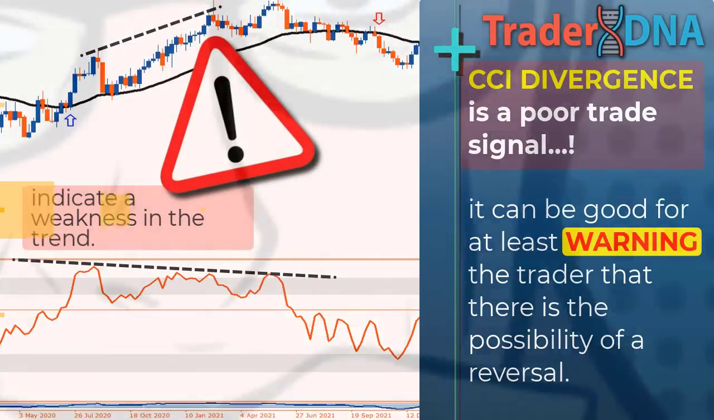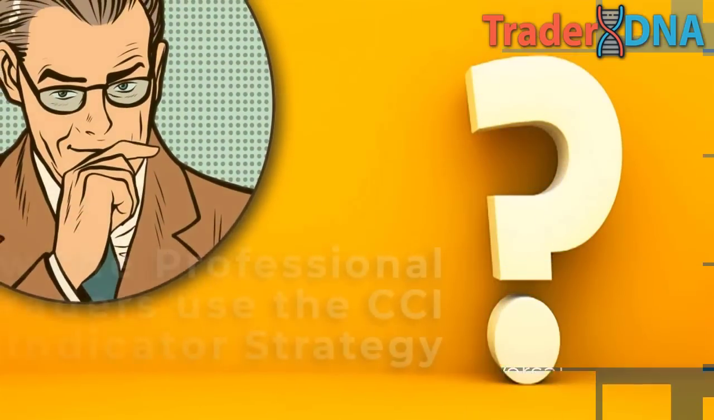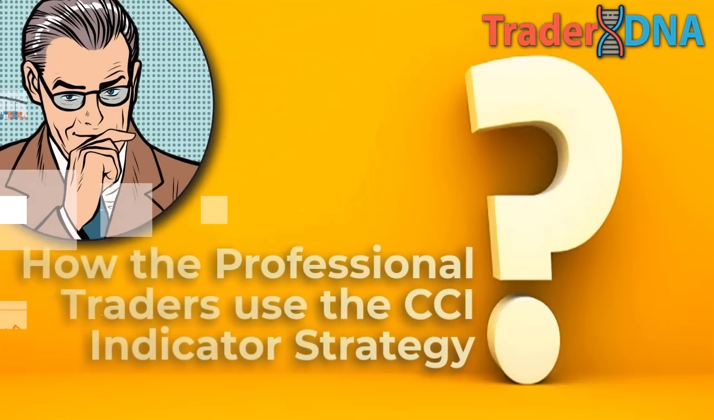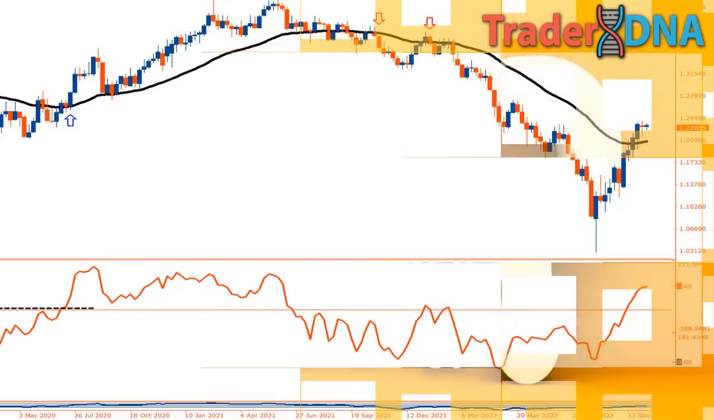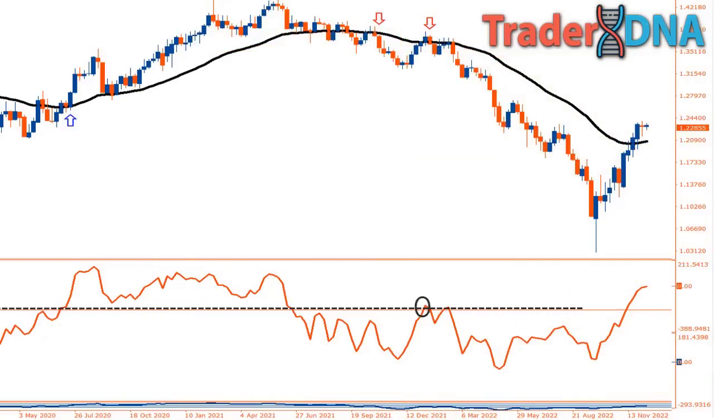How the professional traders use the CCI indicator strategy. The zero line in the CCI indicator is the line in the sand between the bulls and the bears. This means that we can use the crossing of the zero line to gauge a shift in the market sentiment. So, here is how to trade using the CCI indicator.